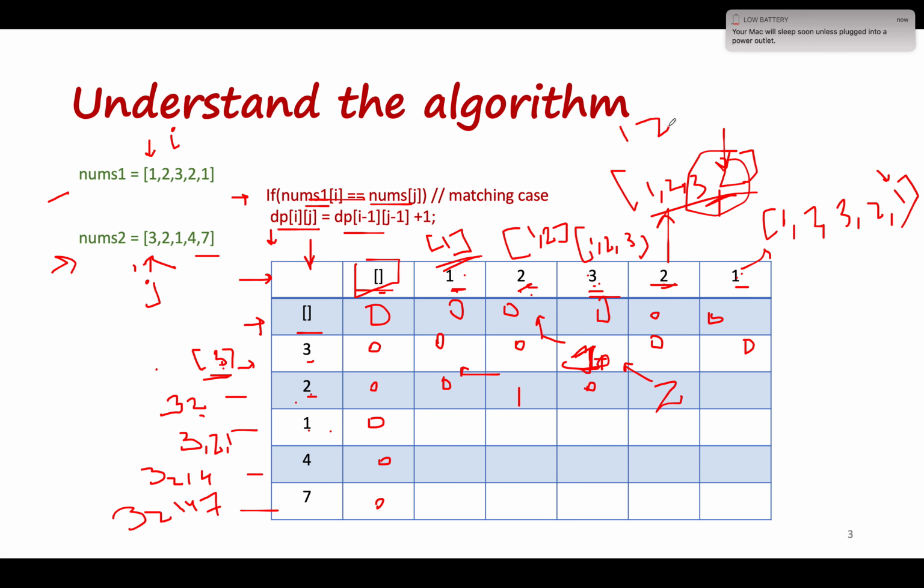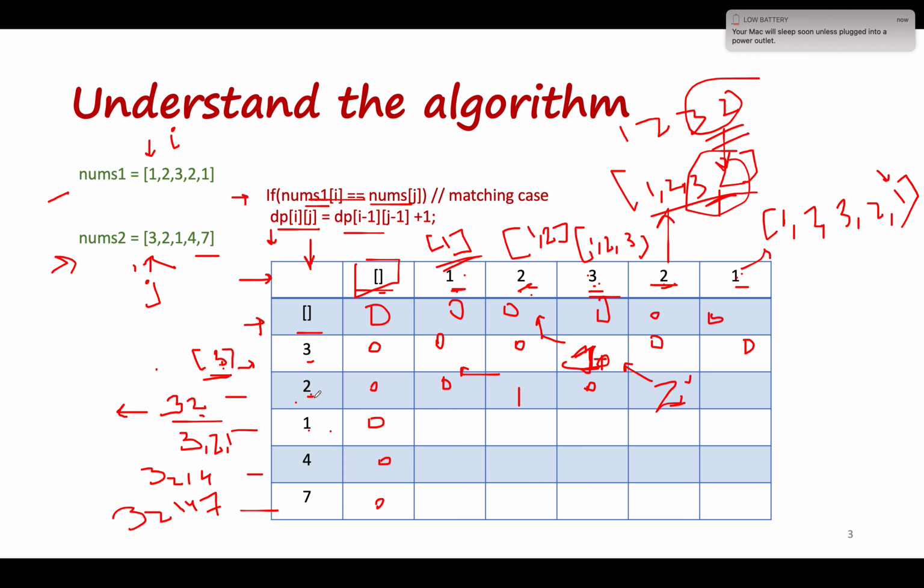So 1 2 3 2, and you will see that the last two characters match in nums1 and nums2. Nums2 is 3 comma 2, and it's a matching case, and the length is 2. So that's why we have written 2 here.